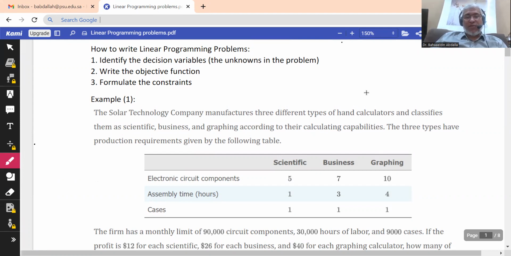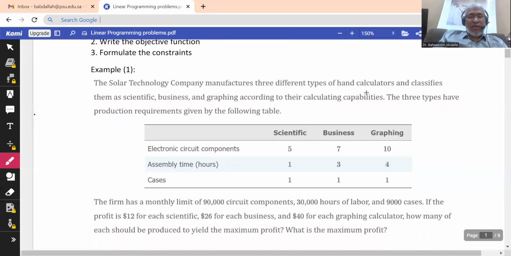So these are the steps. You need to read the problem carefully and to identify the decision variables. The decision variables are the unknowns in the problem. What are the unknowns in the problem? These will be the decision variables, X, Y, Z, W. And then after you write the decision variables and know them, you use them to write the objective function, Z equals to whatever, or f of X, Y equals. And then you formulate the constraints of the problem.